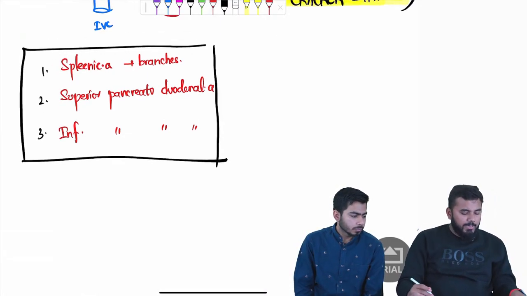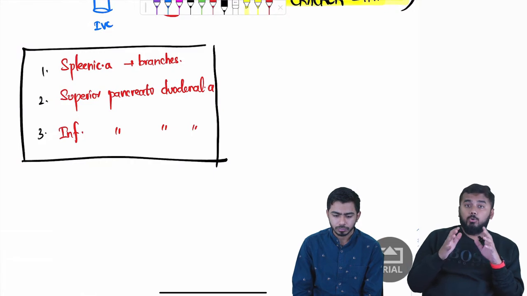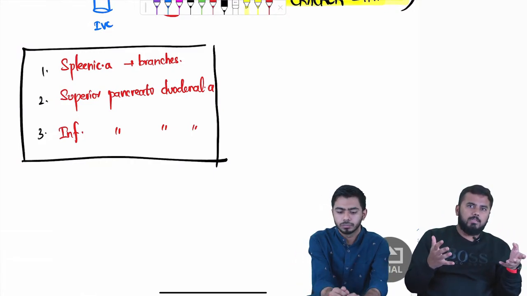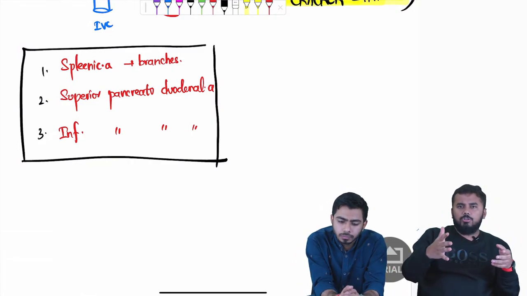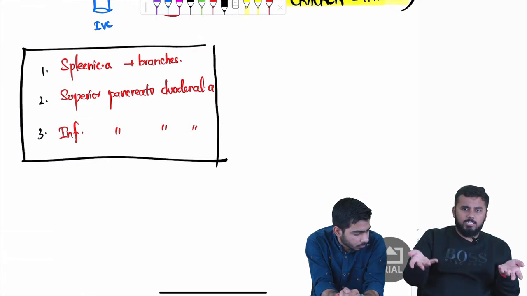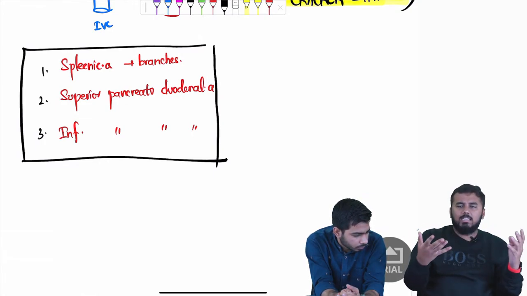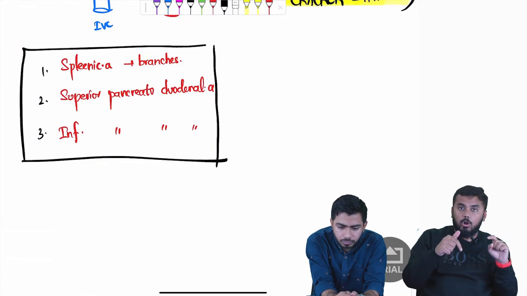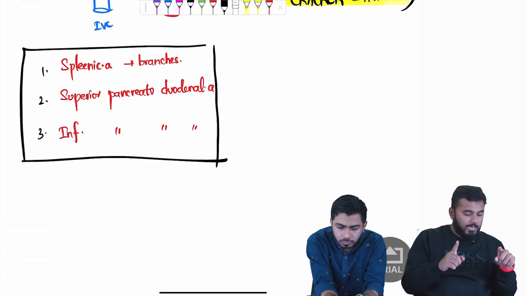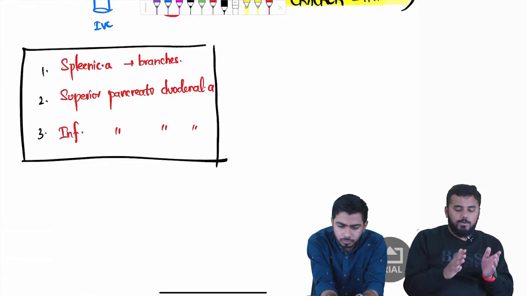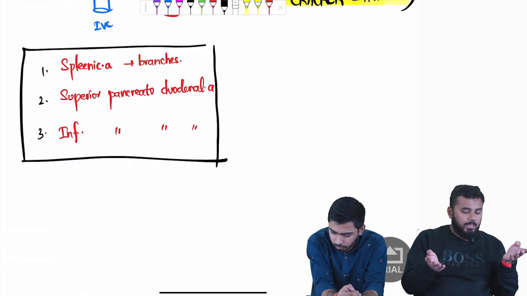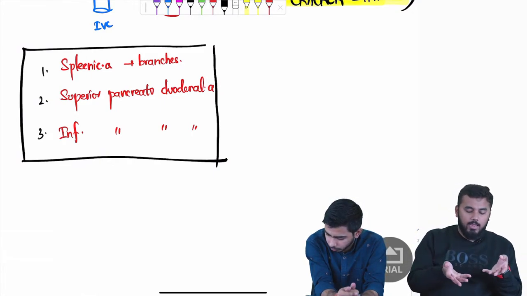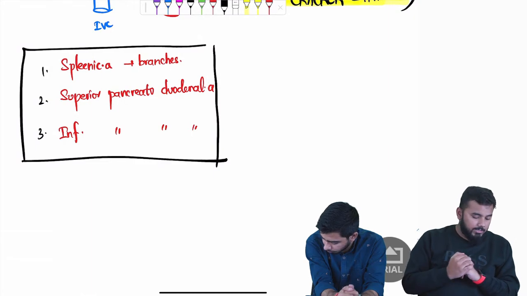So can you please draw them? When I teach you abdomen, as I have already started the abdominal series, in the next session I'll be teaching you all the arterial systems within your abdomen. That time I'll draw each and every artery and make it clear. But for now, just remember it has superior pancreatoduodenal, inferior pancreatoduodenal, as well as splenic branches, right?